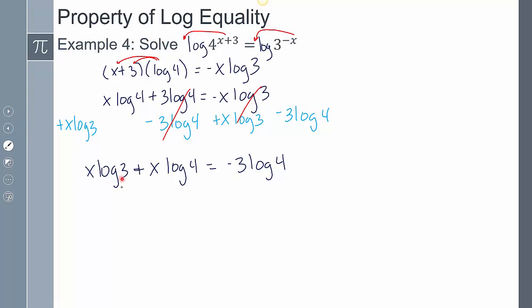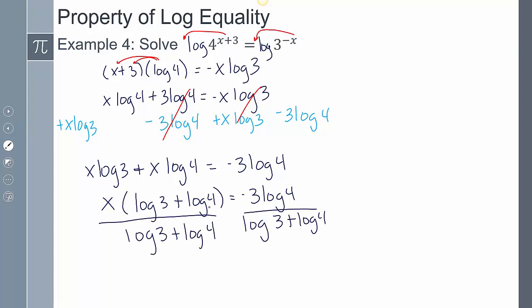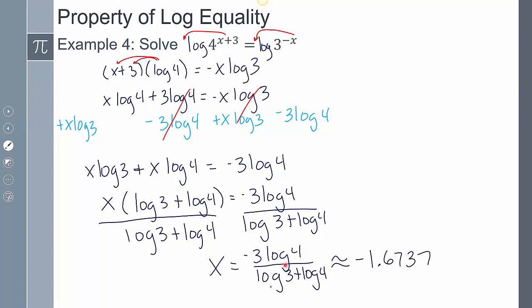And so I'm going to get x log 3 plus x log 4 equals, since those canceled out, I'm just left with negative 3 log 4. So like I said, we can't combine these together, but I can look at it through the lens of what's in common. And in this case, x is in common, so I can factor out an x. And so if I factor out that x, I'm left with log 3 and log 4. I can divide both sides by log 3 plus log 4, and so I'm going to get x equals negative 3 log 4 over log 3 plus log 4. Entering that into my calculator, I'm going to get negative 1.6737.